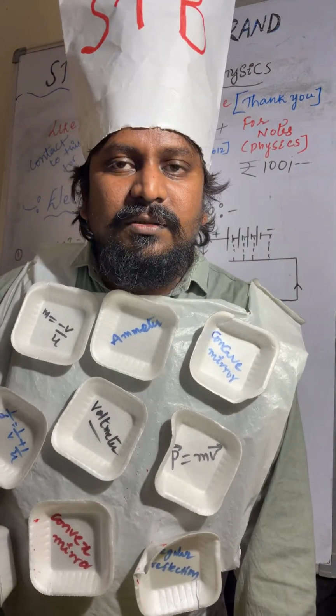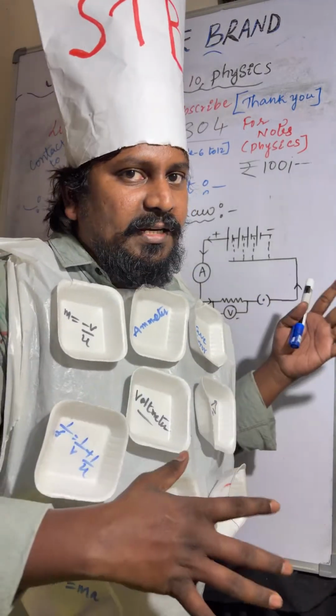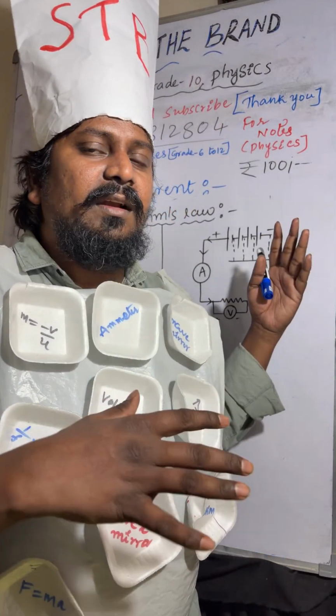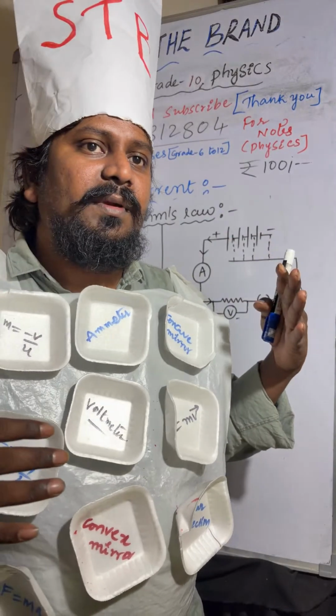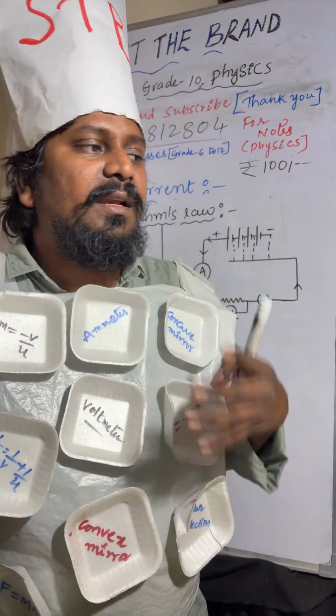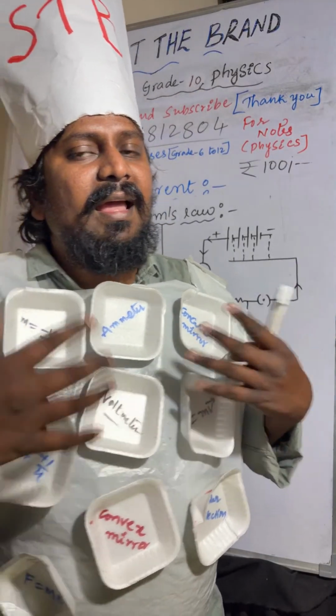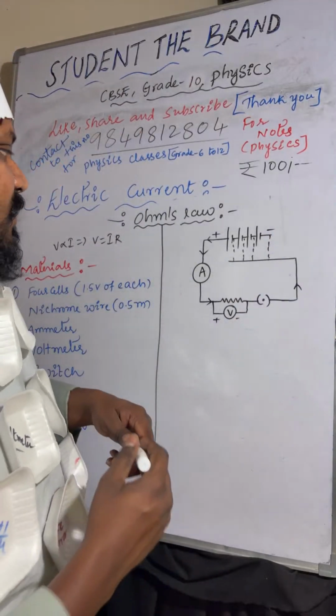Okay. So generally, coming to the procedure, first we have to connect one cell and note down the reading of ammeter and voltmeter, and connect two cells and note down the reading of ammeter and voltmeter, and connect three cells and note down the reading of ammeter and voltmeter, and like that. So repeat the process for 3 and 4.